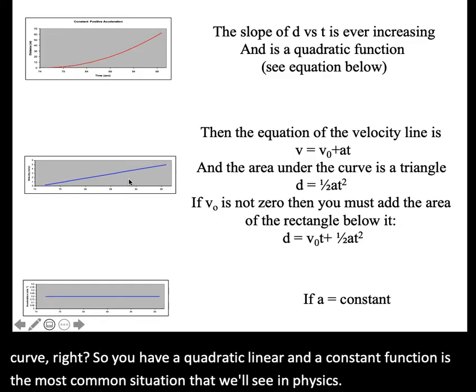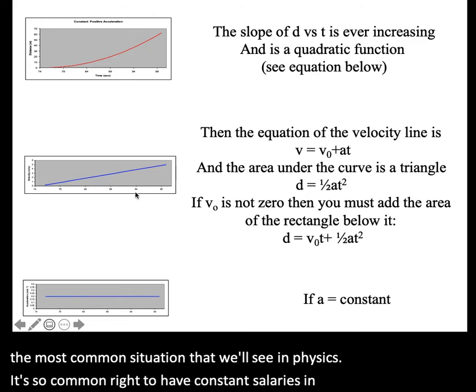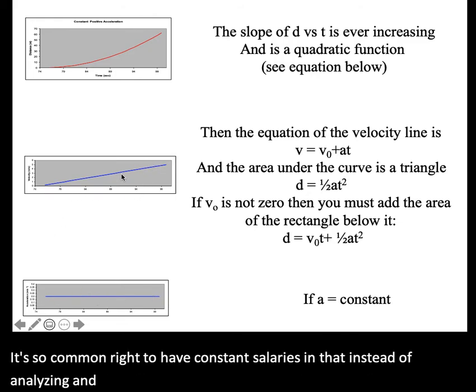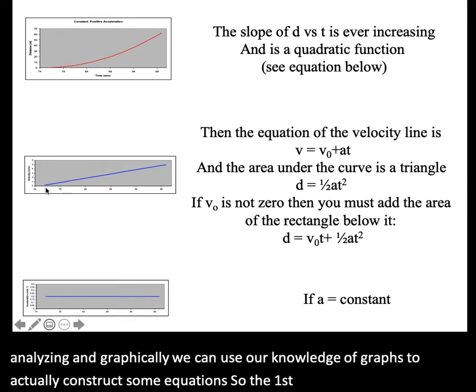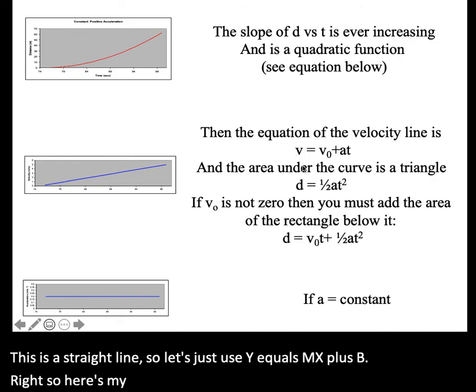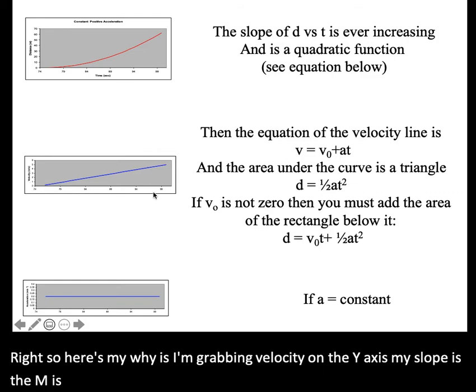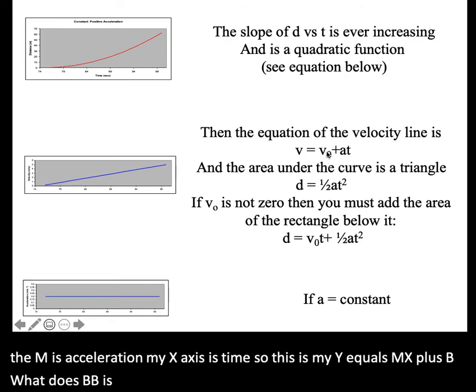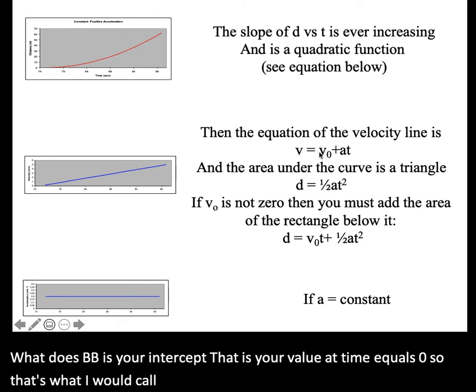It's so common, right, to have constant acceleration that instead of analyzing it graphically, we can use our knowledge of graphs to actually construct some equations. So the first one would be to relate velocity. This is a straight line, so let's just use y equals mx plus b, right? So here's my y, I'm graphing velocity on the y-axis. My slope is the m, is the acceleration. My x-axis is time, so this is my y equals mx plus b. What is b? B is your intercept. That is your value at time equals 0. So that's what I would call my initial velocity.